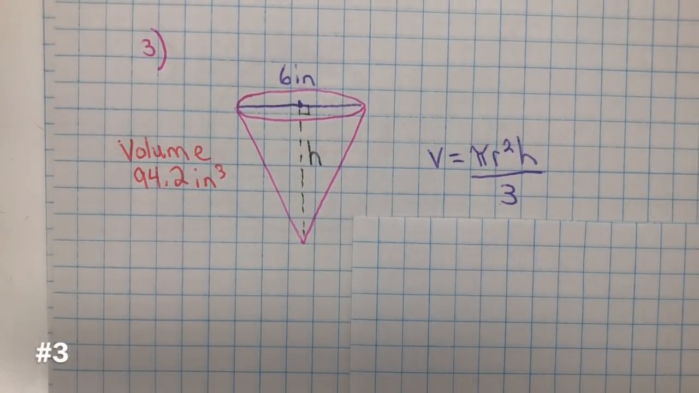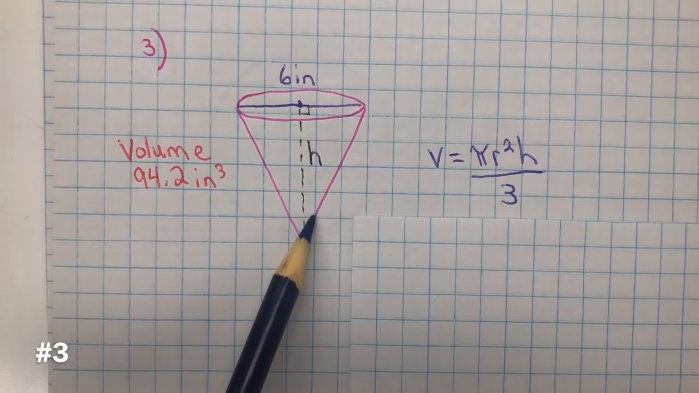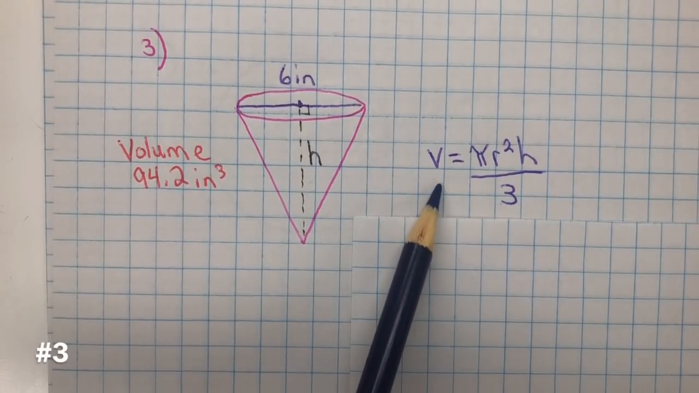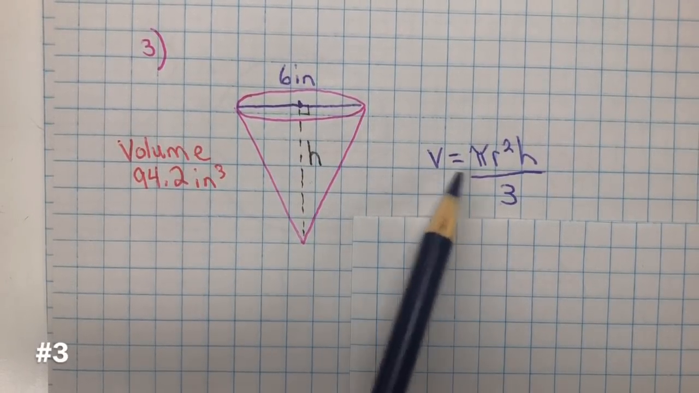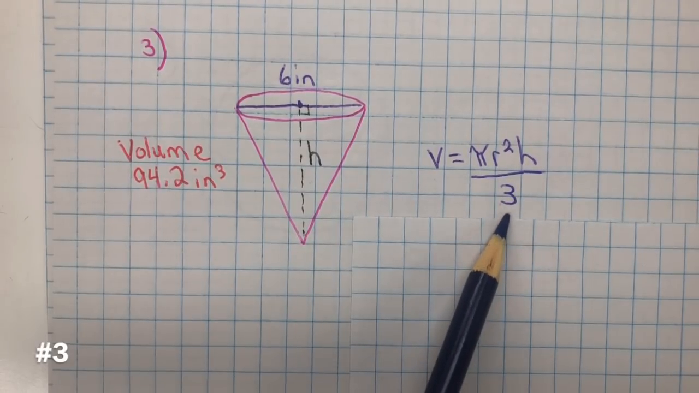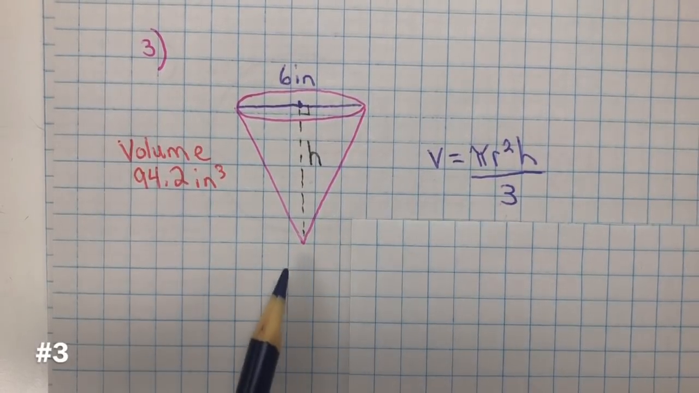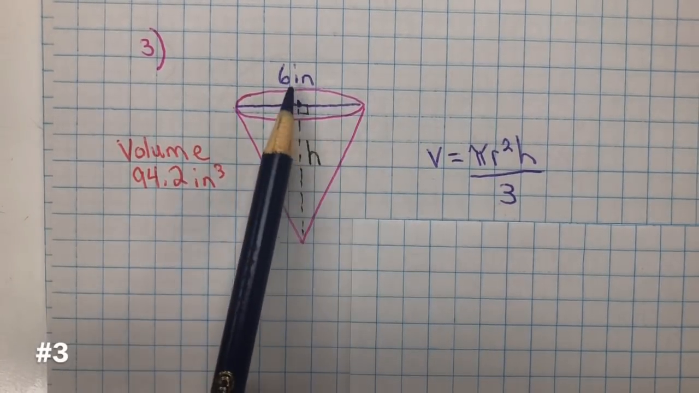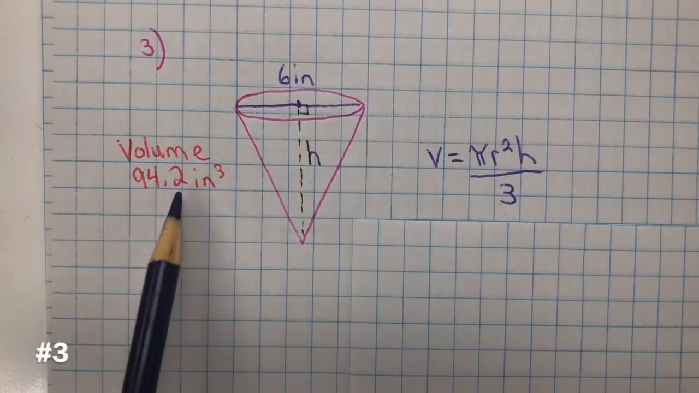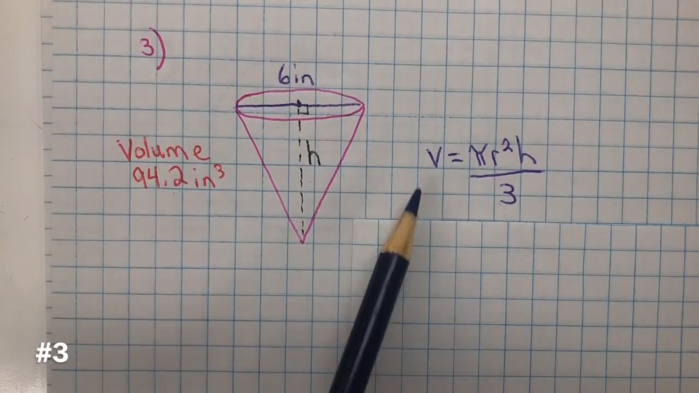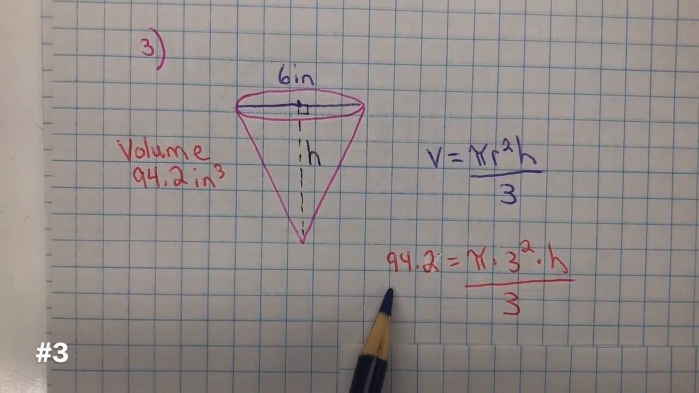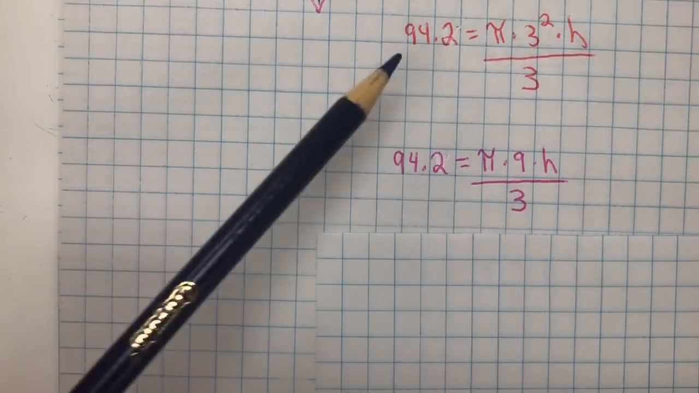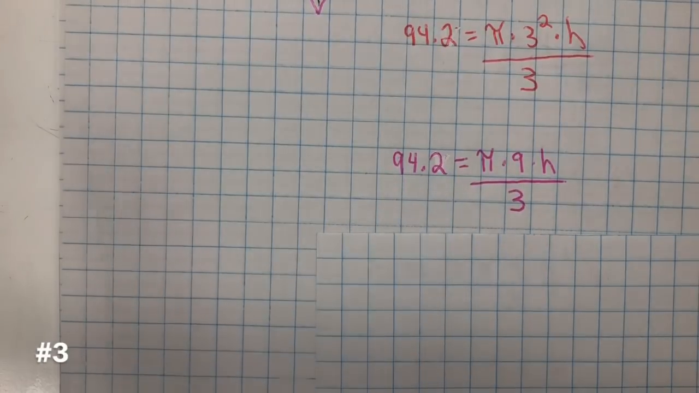For number 3, we need to find the height of the cone. We're given the volume and the diameter. So again, volume of a cone, veggie pies are too hot, so I divide it into thirds. The radius is going to be 3 because it's half of the diameter. Diameter is 6, so the radius is going to be 3. We're given the volume, so we're going to plug that in for V. Here's the volume, 94 and 2/10. Radius is 3. 3 squared equals 9.